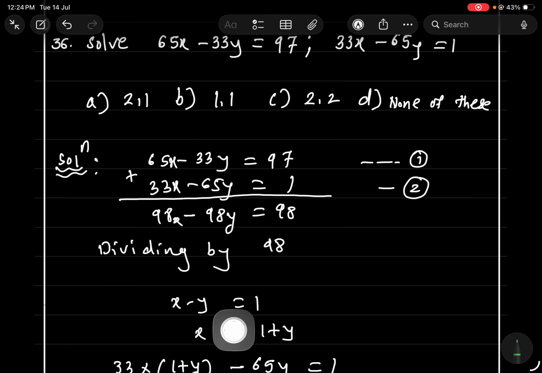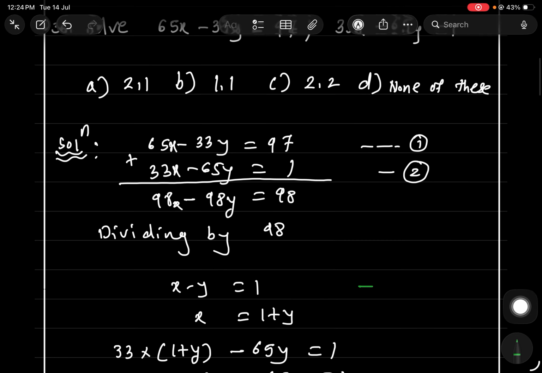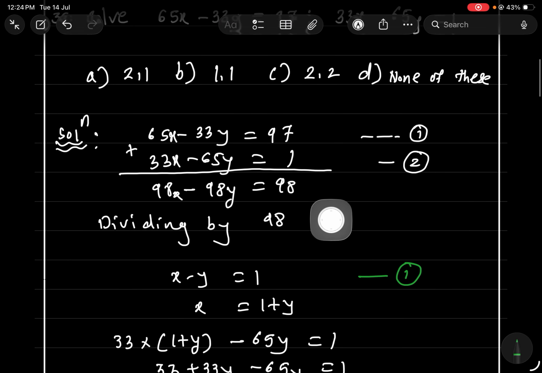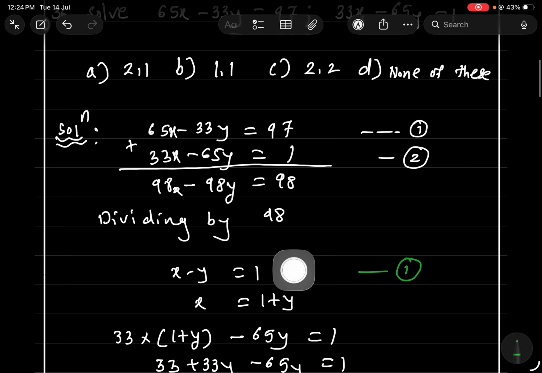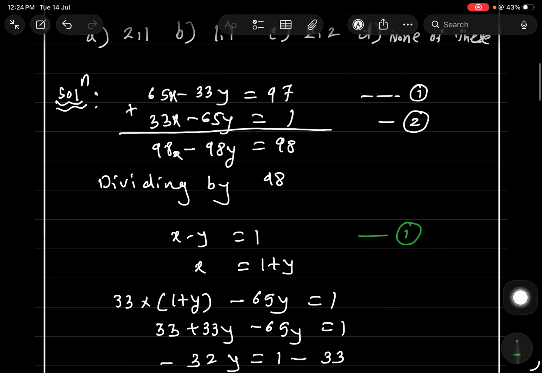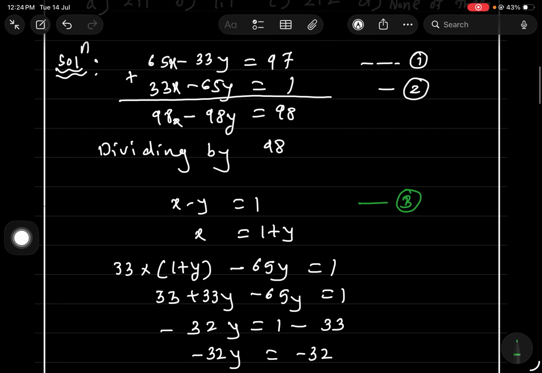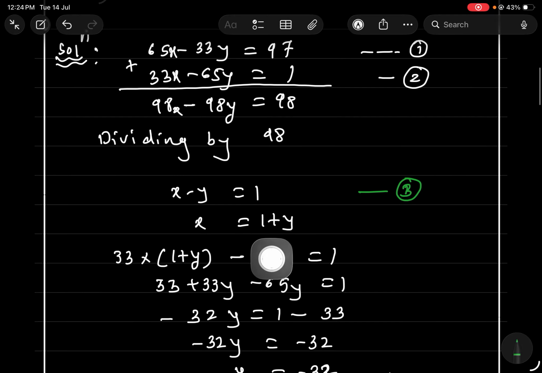After that you will get x minus y equal to 1. Now it is very easy. Another thing: this is an MCQ, so you can use any method, elimination or substitution. Now we got a third equation, x minus y equal to 1. So very easily you will get x, or y also. So 1 minus y becomes plus, so x equal to 1 plus y.